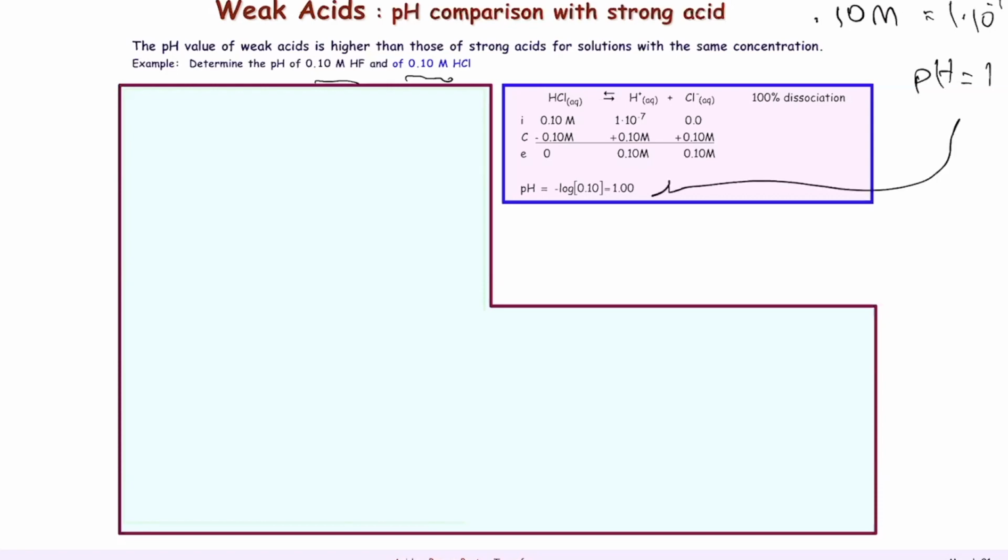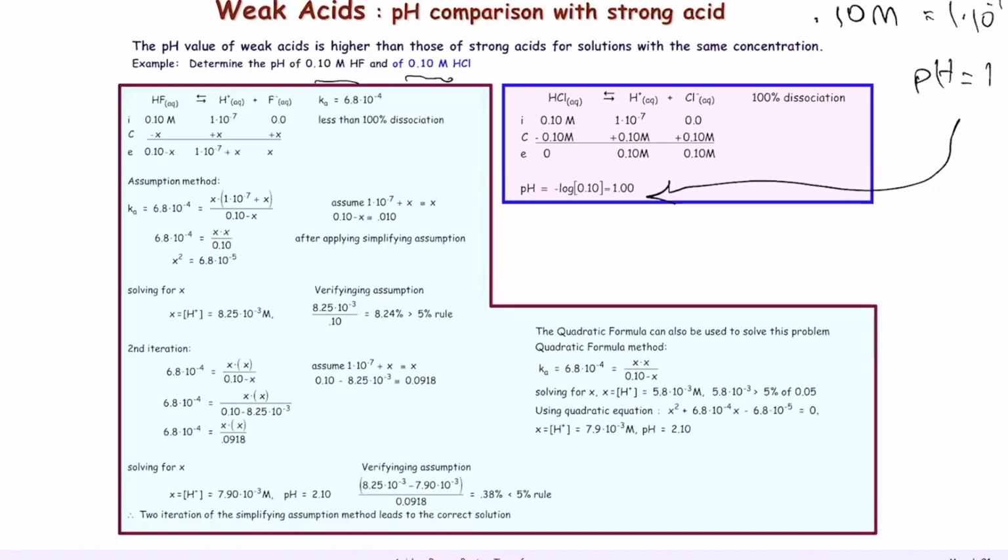Here it is right here. And why do you know that? Because you recognize HCl as a strong acid. On the other hand, if you have a weak acid, it's not that simple. You have to work through the equilibrium, but I will show you a shortcut here. First of all, here's the solution. What I want to show you is this right here. Ka equals 6.8 times 10 to the minus 4.